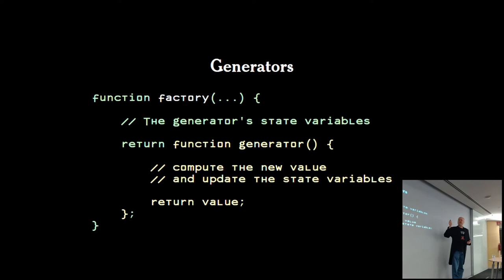To make a generator, you have a factory function. A factory function is a thing that makes generators, and it can have parameters. You can pass stuff into it to customize the generator that it's going to make. You then declare your generator state variables, and you return the generator function. The generator function will compute a new value based on the current state variable, modify the state variable, and return a new value. That's it. That's all you need.